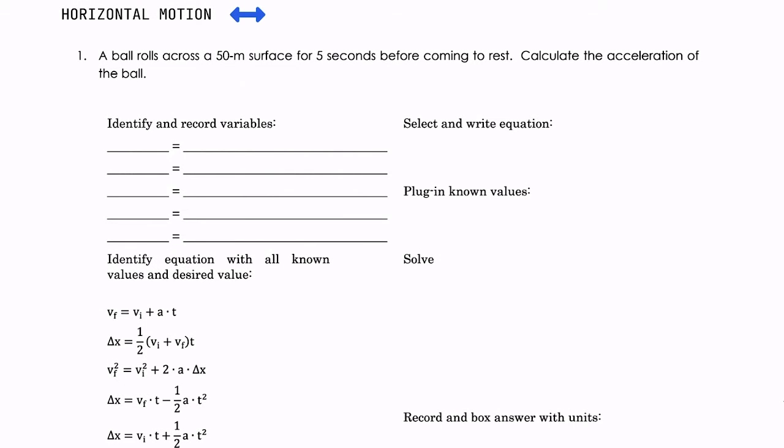A ball rolls across a 50-meter surface for 5 seconds before coming to rest. Calculate the acceleration of the ball.